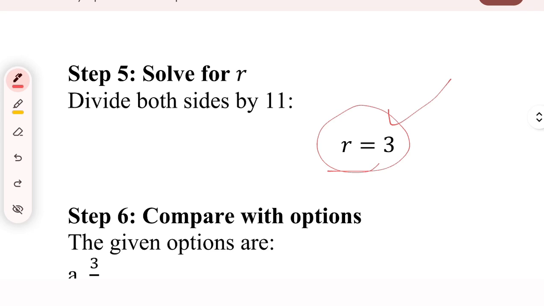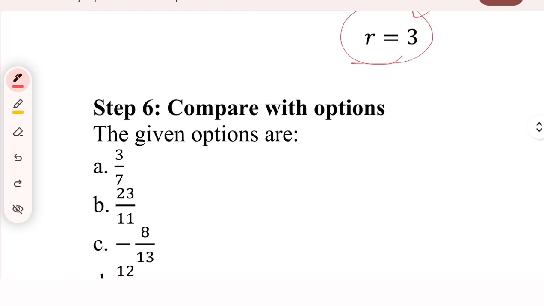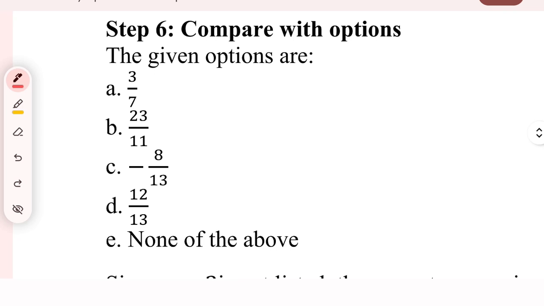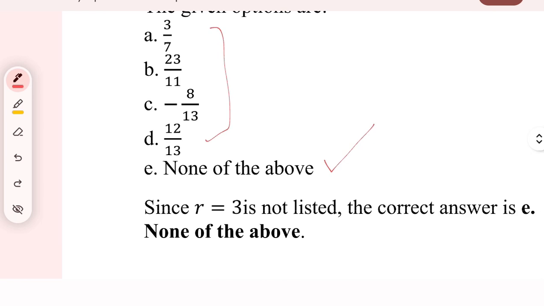Do we have it in the choices? If we look at the choices again, nope, there's none in the choices. So that means the answer is letter E, none of the above, because the number 3 is not A, B, C, or D. So the answer is letter E.